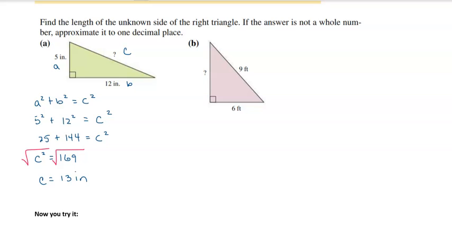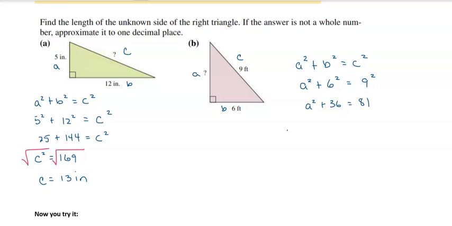All right, I'll do one more. We're going to call this one A and this one B. A and B don't really matter. You can choose whichever one, but you always have to choose the hypotenuse to be C. So we've got A squared plus B squared equals C squared. So A squared is unknown plus 6 squared equals 9 squared. So A squared plus 36 equals 81.